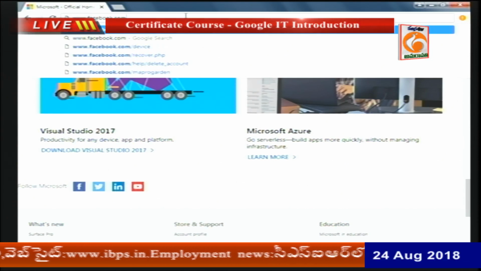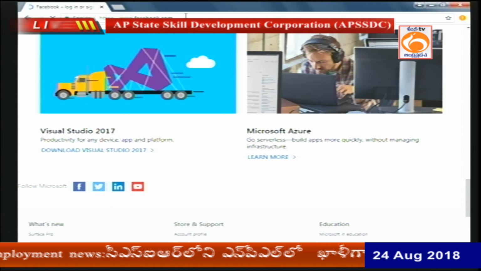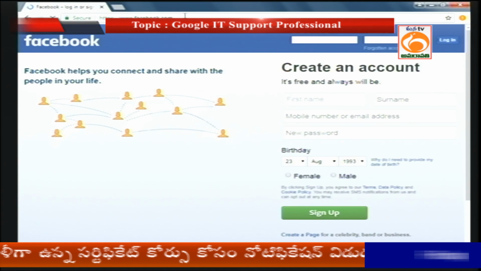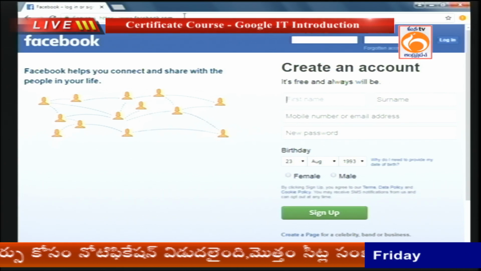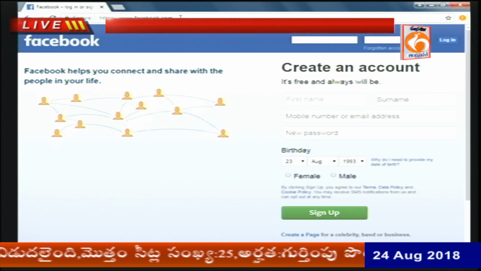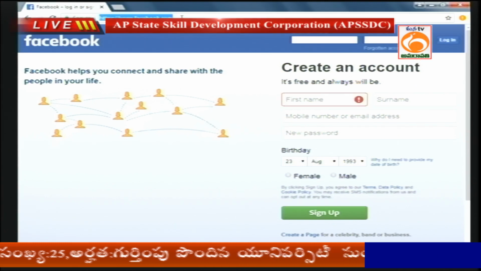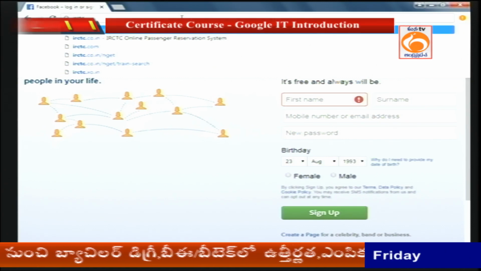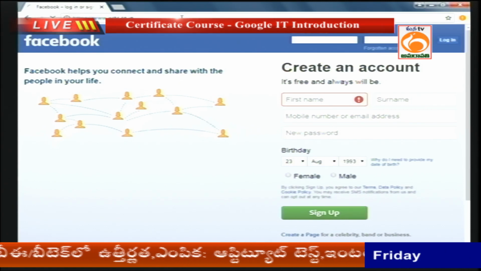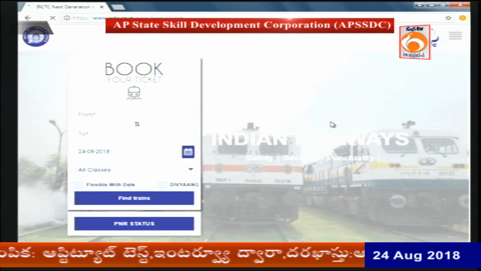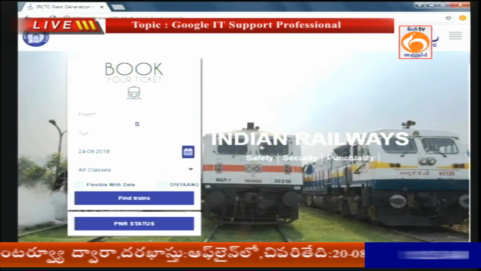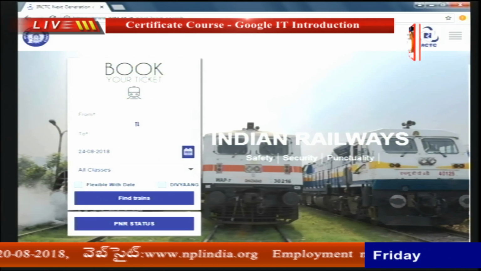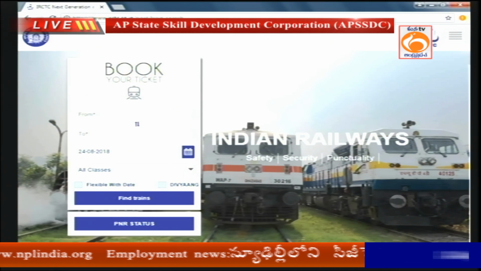Most people also use Facebook to send and receive messages. Of course, you need to have an account to log in, post messages and receive messages. And if you look at a website like IRCTC, it gives us information on when the trains are coming, when the trains are leaving, and how to make a reservation online.